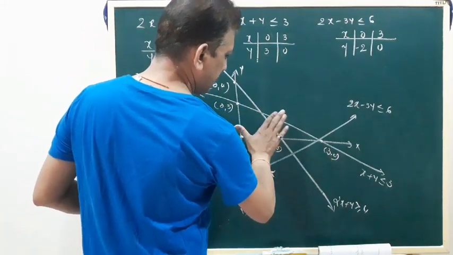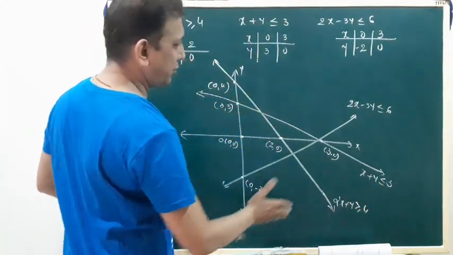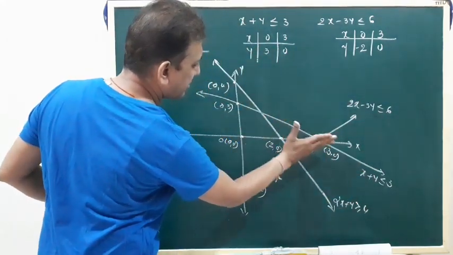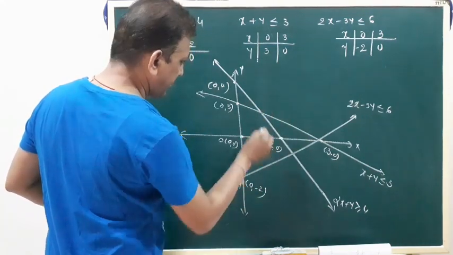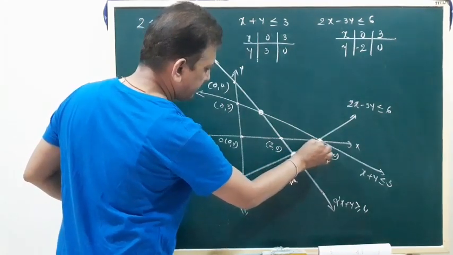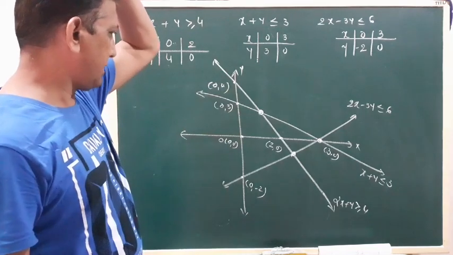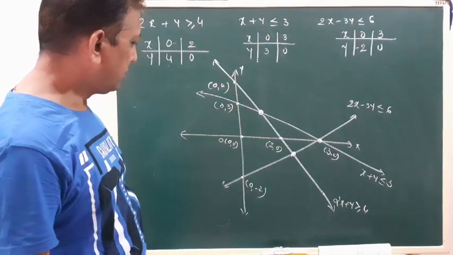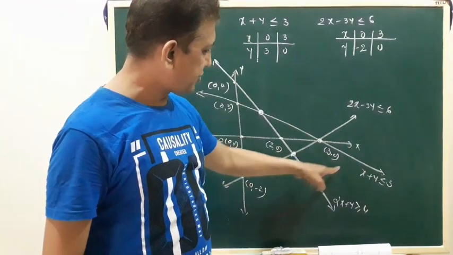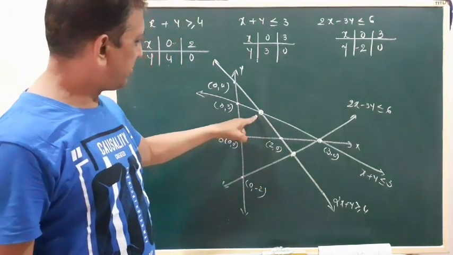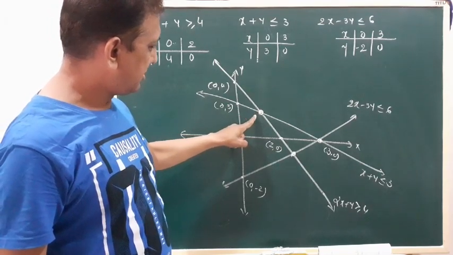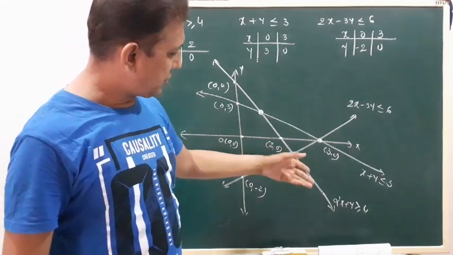The first two equations' common portion is up to this one. Now when we draw the third line, this portion will be cancelled. So only this triangle remains: first, second and third. Right? Done. Now first we solve these two equations. The intersection point of these two lines is here.